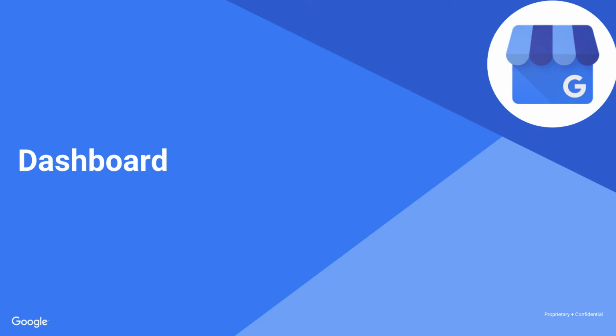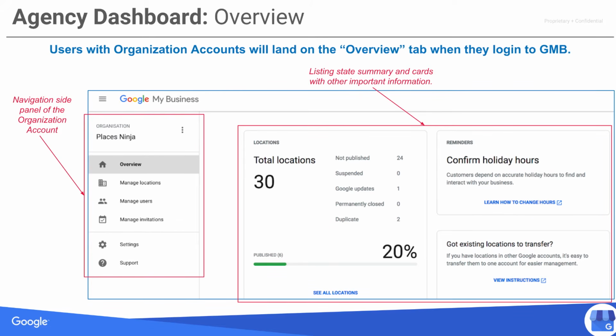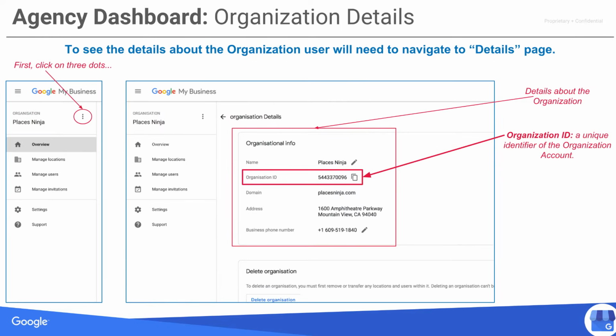So let's now look at the dashboard and how the Google My Business platform looks for the new types of accounts. So first of all, we have the overview. Whenever you sign up and sign in for your Google My Business account, you'll see the regular view that you have for Google My Business, which is a navigation panel on the left, and then the most important information and cards in the middle of the account. In order to see the organizational details or change them, you'll have to click on the 3 dots next to the name of your organization, and then click on Details. And then you'll see all the organizational info, including the unique organization ID that is assigned to your agency.